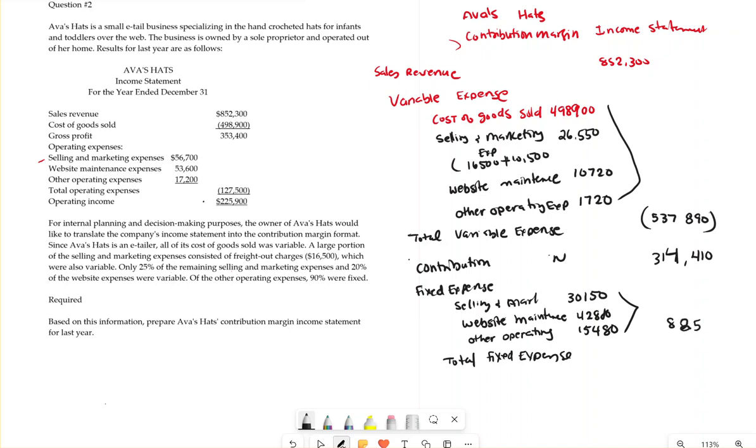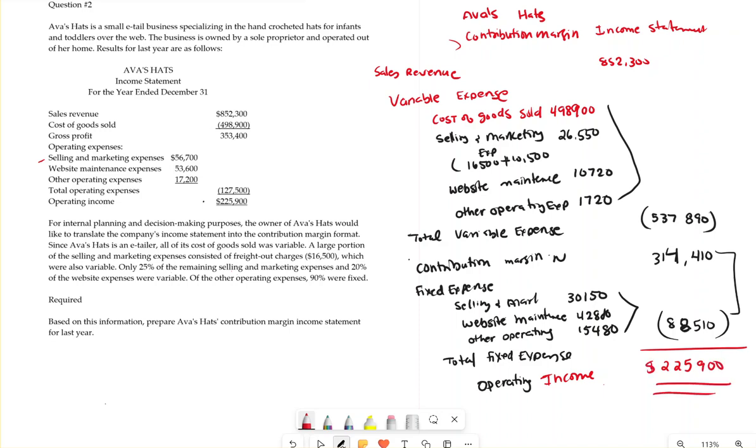So then I will take my contribution margin and subtract from each other, and what do I get? I get my operating income, and that is my operating income. Since we have the same information, we'll get the same answer. 225,900 is your operating income. That's what the income was under the traditional method. Under the contribution method, we also have the same one. So the answer is the same.